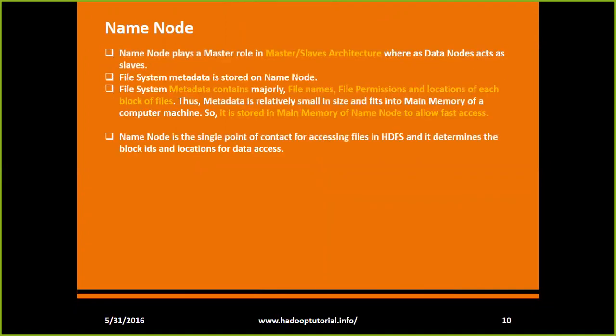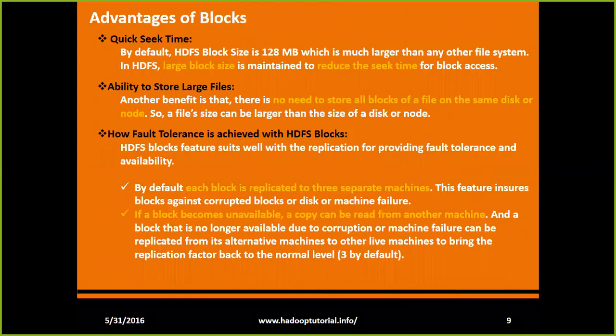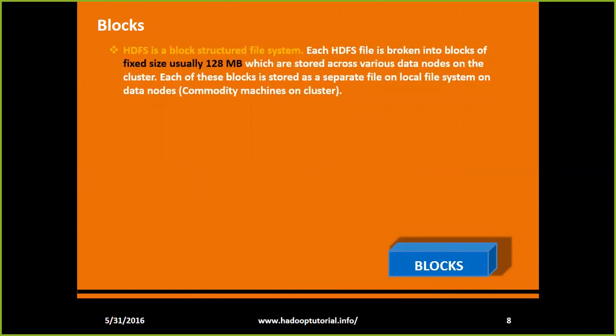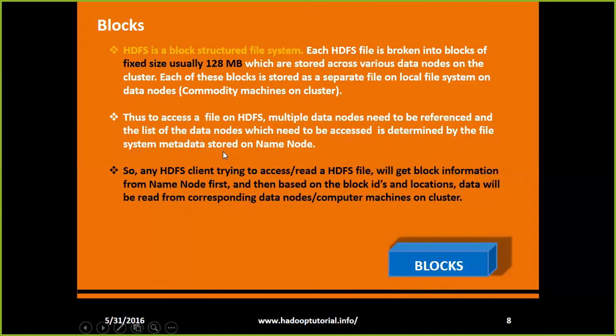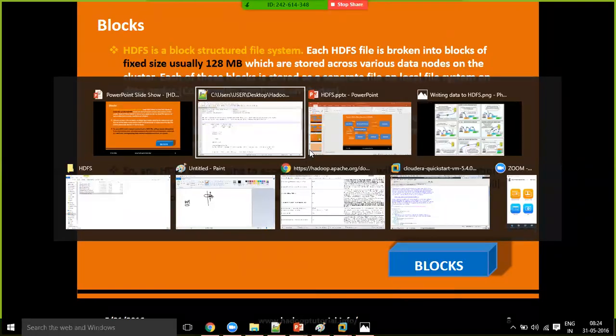Okay, so next, I talked about the blocks. HDFS is a block structured file system, so 128 MB blocks. To read any file, multiple data nodes need to be referenced. And the list of data nodes which need to be accessed is determined by the file system metadata stored on it. So we have seen the writing anatomy and the steps involved in writing.